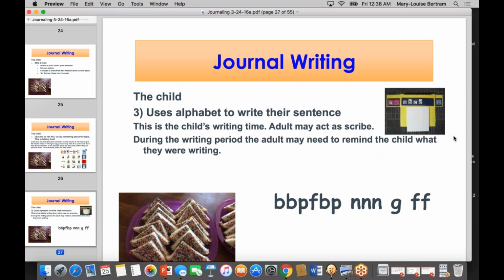So here we go. Now we've got the flip chart in front of the child, their alternative pencil, and they're going to point to the letters and we are going to write it in their journal. If we are the scribe, then they're pointing to the letter B and we are writing it in their journal. So if this student has chosen the letters B, B, P, F, B, P, N, N, N, G, F, F with some spaces in between.